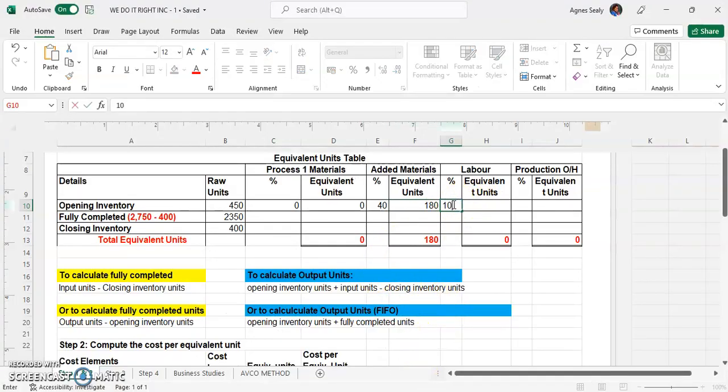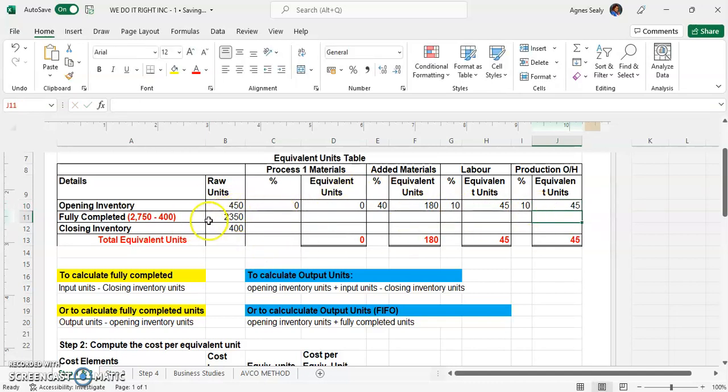So that is 10% and 10% for production. So the cost element here is labor, and then this cost one is production overhead. So that will be 450 units multiplied by 10%, which is 45 equivalent units. And obviously, it's the same 45 equivalent units here as well, because it's the same 10%.